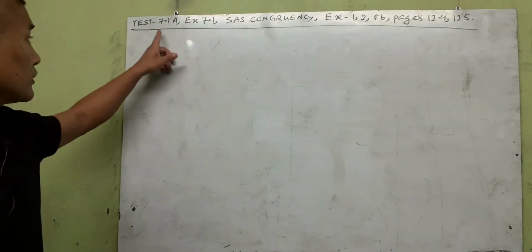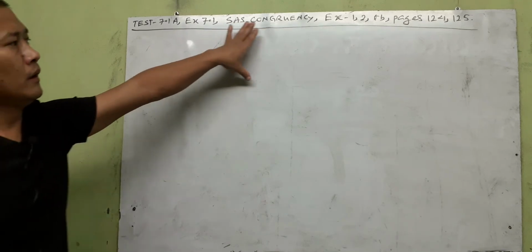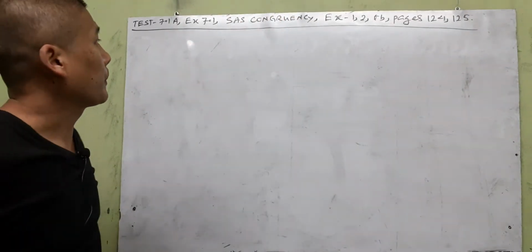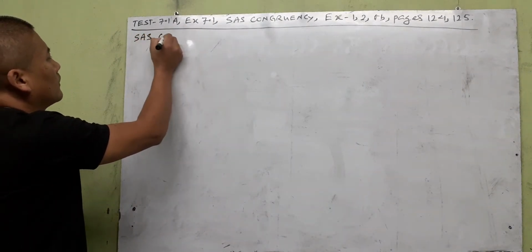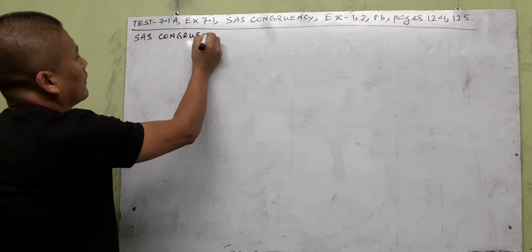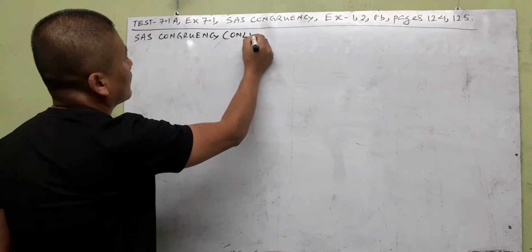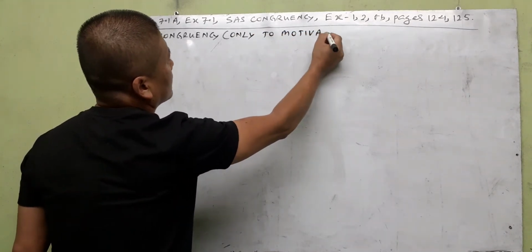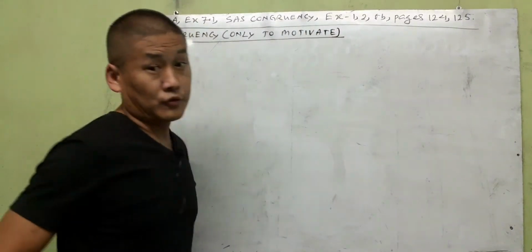Okay, so in this portion, 7.1 A, we'll be covering a new chapter starting with chapter 7, which is triangles. Okay, first thing we'll discuss is your SAS congruency. Now in your syllabus this is given as only to motivate. That means students need to just understand the meaning of this congruency condition.